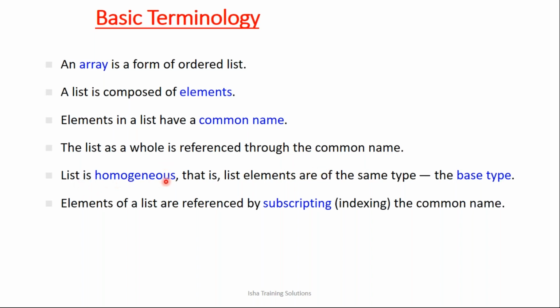The list is homogeneous. Homogeneous means it is of the same data type. That is, list elements are of the same type. That is the base type, which here is integer. Elements of a list are referenced by subscripting, that is indexing the common name. That is what I just said. Wherever you want to use that array in the program, you use the array name followed by the index number to access that particular variable of the array.